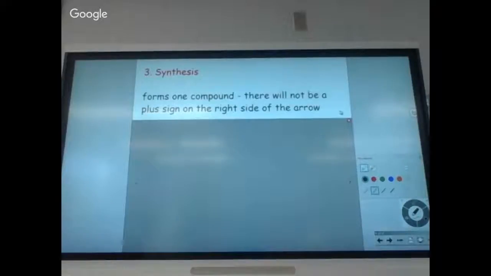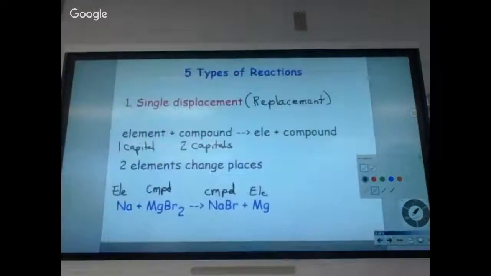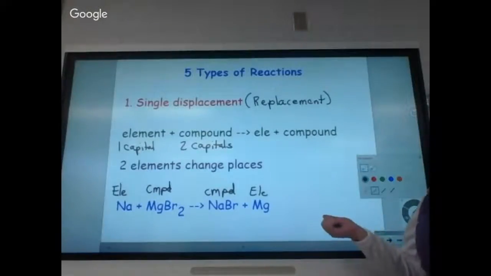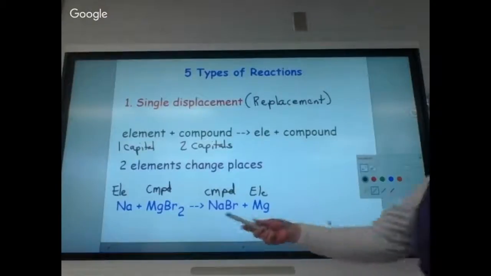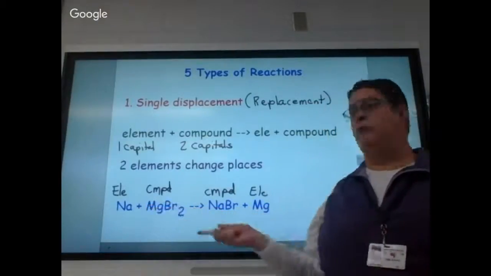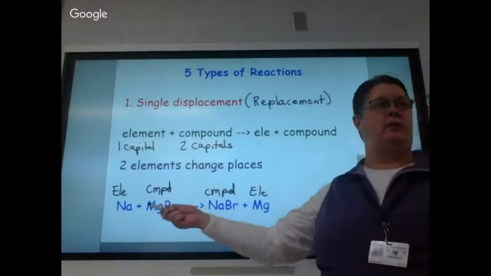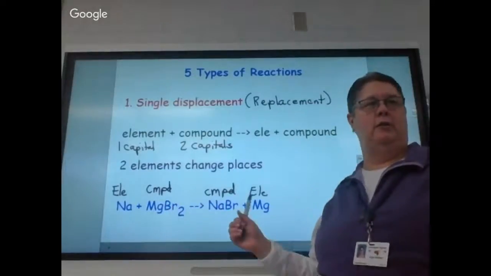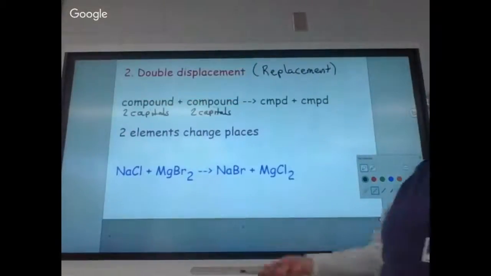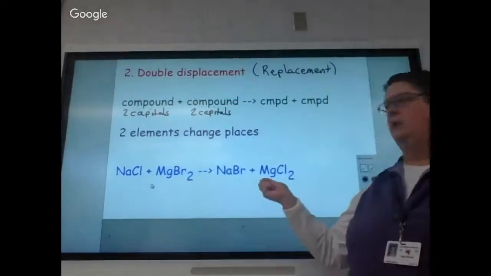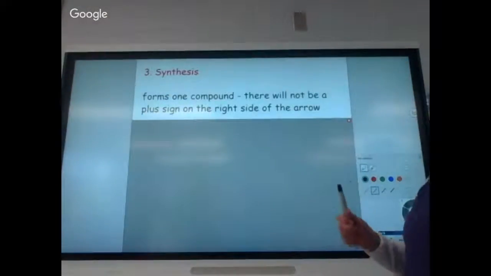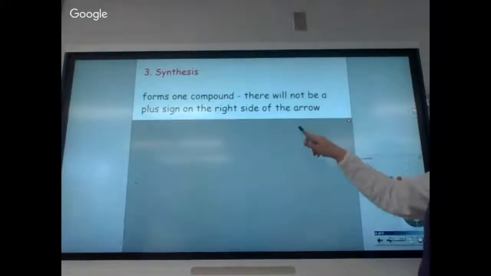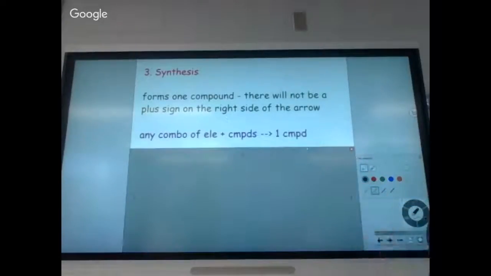Now, if I go back for just a second, how many plus signs did this one have? How many plus signs does single displacement have? One on this side, one on this side. So single displacement has how many plus signs? Double displacement has how many plus signs? How many plus signs is synthesis going to have? Synthesis is only going to have one plus sign.